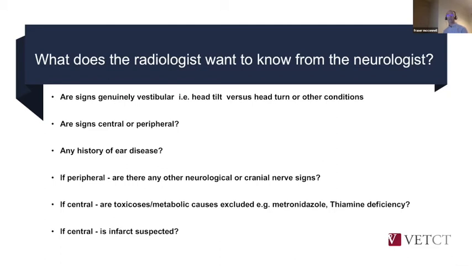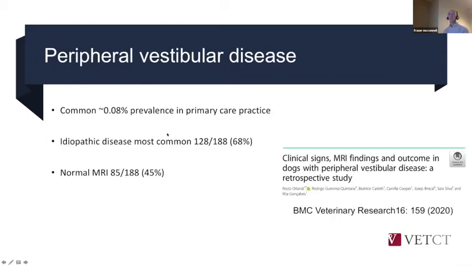If it's central, I think it's important, as Elsa highlighted, that we exclude the metabolic causes, which are often diagnoses made from the history and where imaging may not show any abnormalities. And then if it's central, I think it's important to know whether we are expecting an infarct, because that may again alter which protocols we use on our MRI.